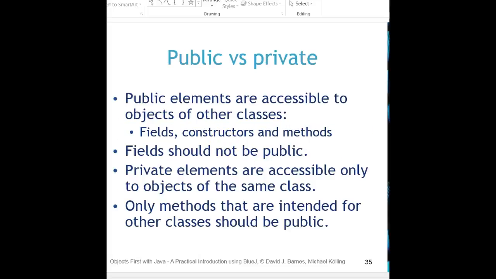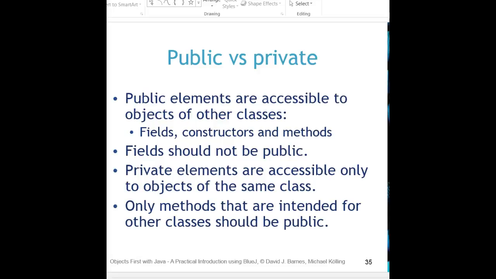So basically, we are going to talk about public versus private. Public elements can be accessible to objects of other classes. Fields, constructors, and methods can all be either public or private. So far, mostly we have seen that the fields are private, and the constructors and methods are public.